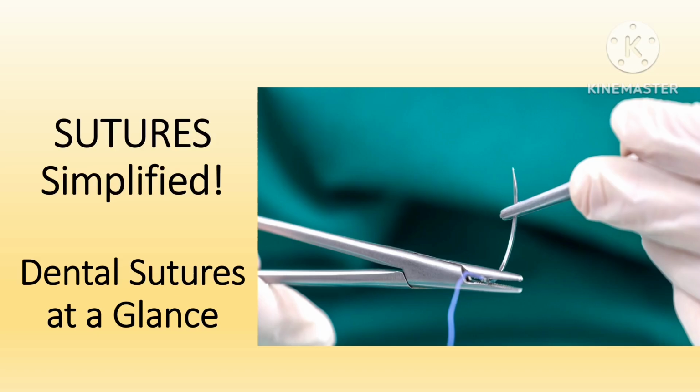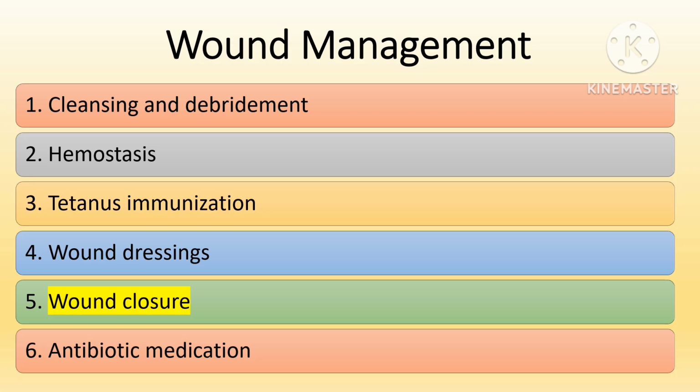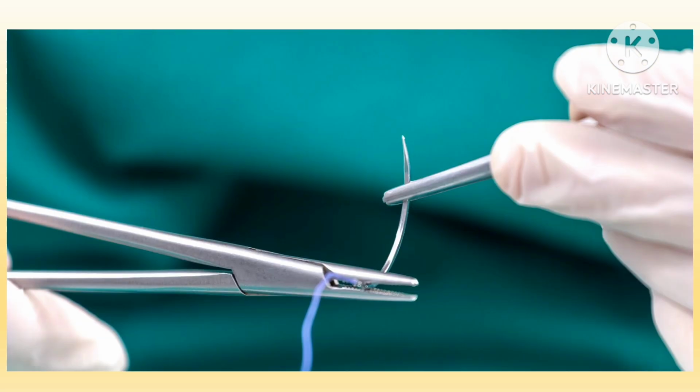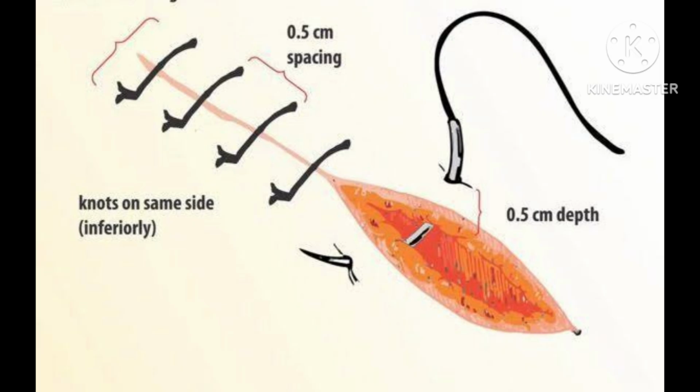Today we are going to discuss dental suturing. The most common method of wound closure is sutures, or in layman's terms stitches, which are used for both superficial and deep injuries. Imagine you are repairing a torn fabric. If you stitch it properly, the fabric holds together, but if the stitches are loose or uneven, the tear worsens. The same applies to sutures in oral surgery.